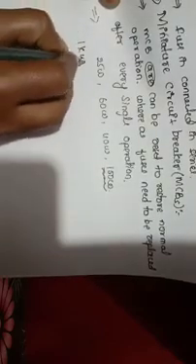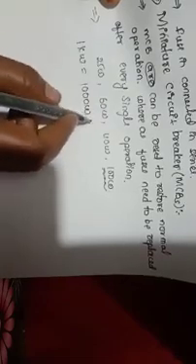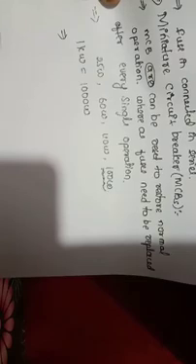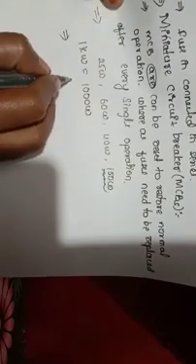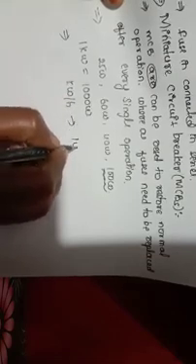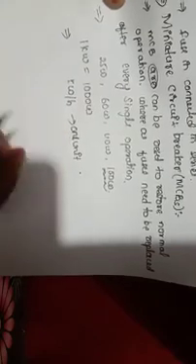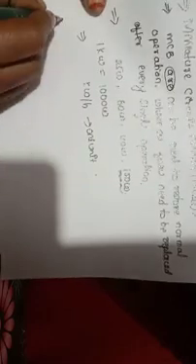So, 1 kilowatt is equal to how many watts? 1000 watts. 1 kilowatt is equal to 1000 watts. Suppose in a house they are using 1 kilowatt of electricity for 1 hour, it is said that 1 kilowatt hour is used. That is equal to 1 unit. Here 1 unit is equal to how much? 1 kilowatt hour. And 1 kilowatt is equal to how many watts? 1000 watts.